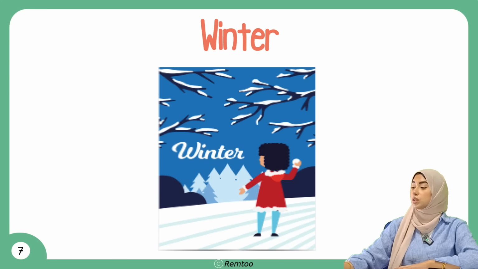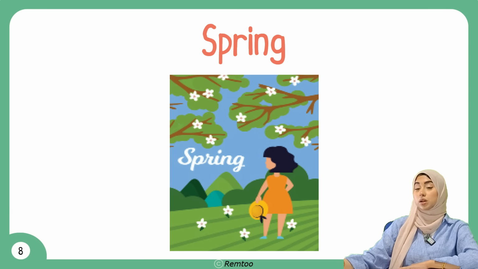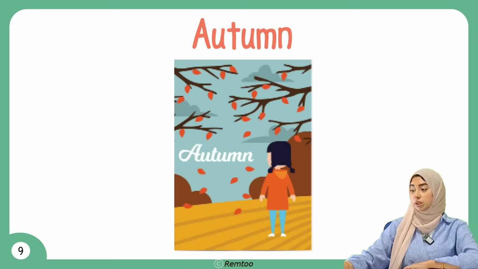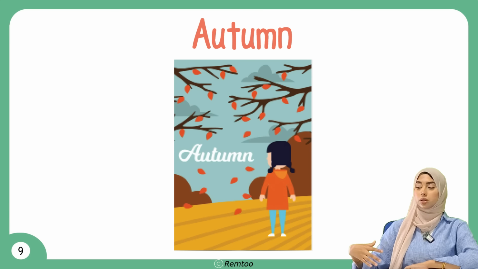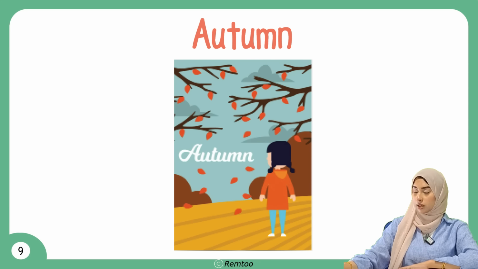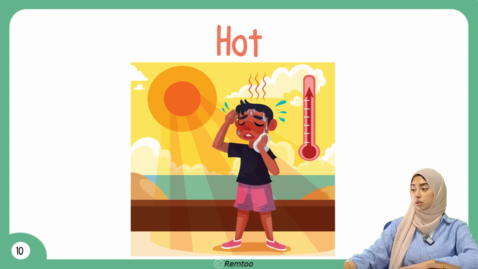Yeah, winter. Spring. Yeah, in the spring we have the flowers. The sun is like warm and light. In Arabic we say Rabia. Autumn. Yes, in the autumn, the leaves fall. There's somehow like wind. Yes, in Arabic we say Kharif. Yes, hot.